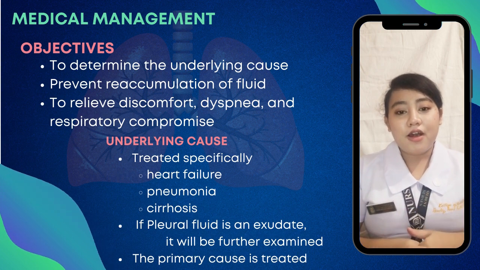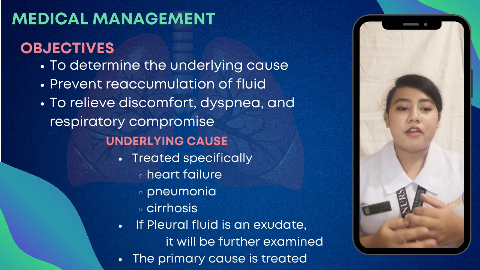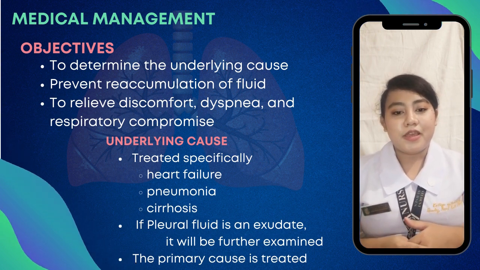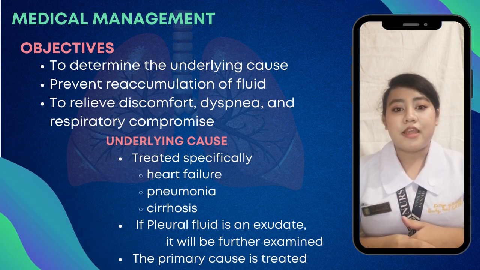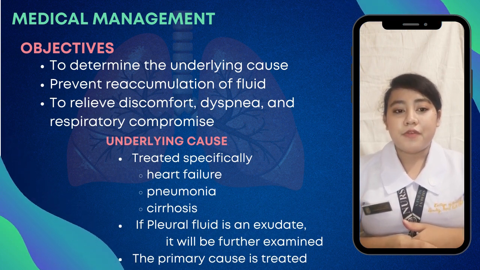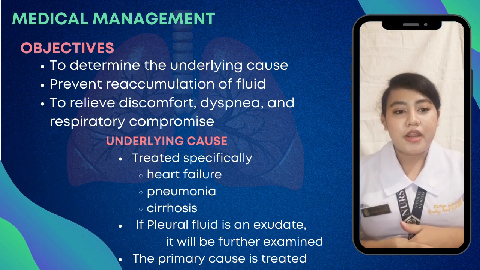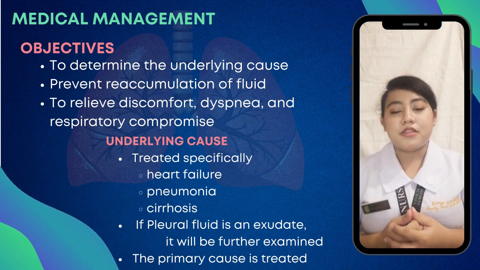The underlying cause is treated specifically. For example, if the patient has heart failure, pneumonia, or cirrhosis, specific care will be given to treat these conditions. If the pleural effusion is an exudate, it will be further examined by the analysis we have tackled earlier, and once determined, the primary cause is treated.